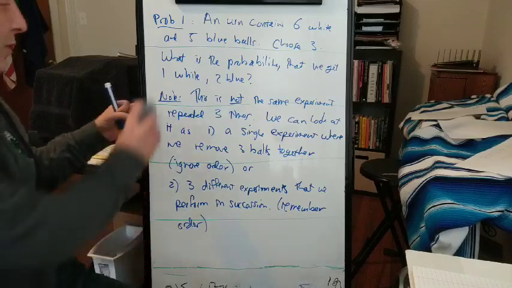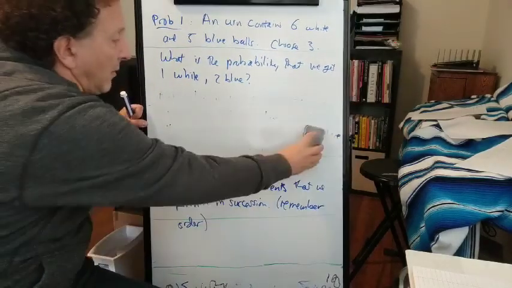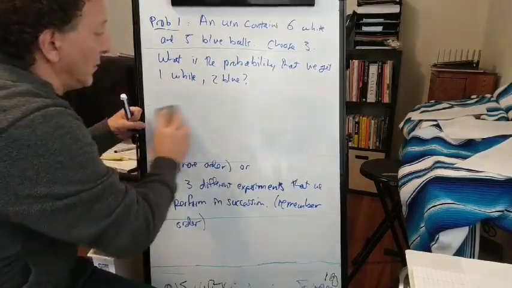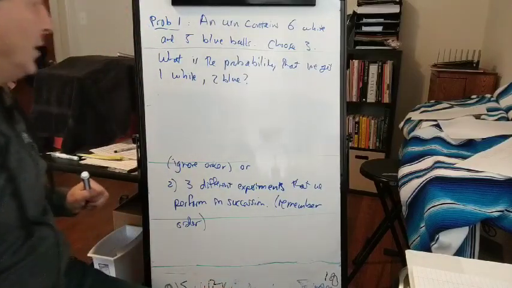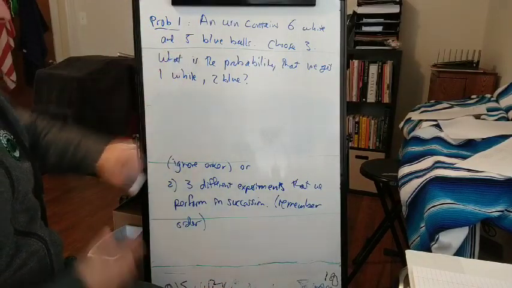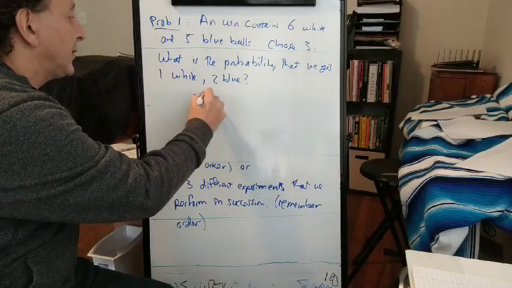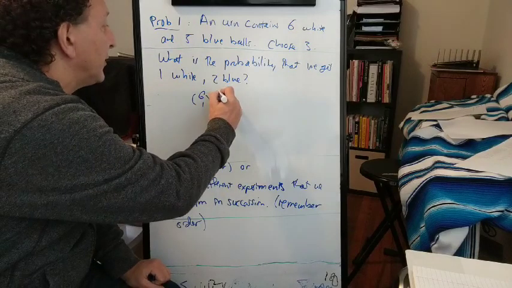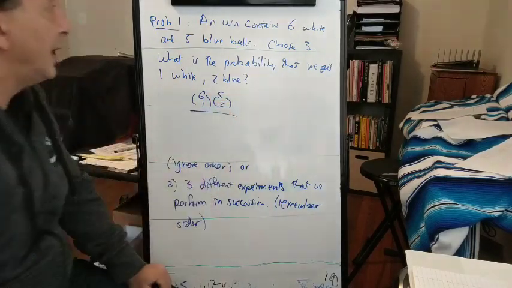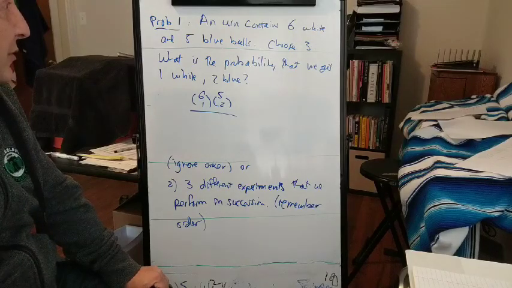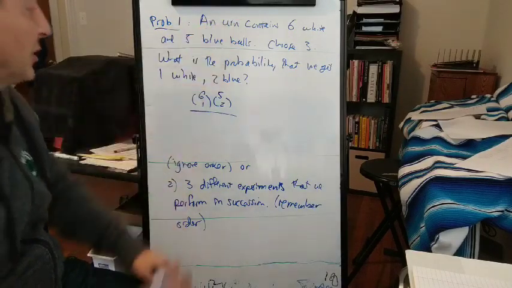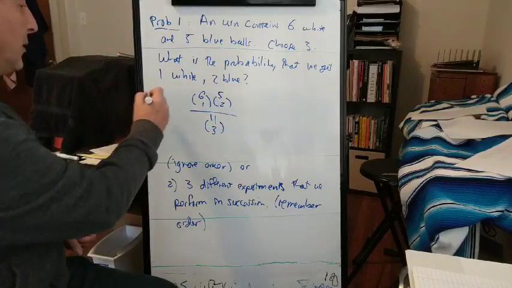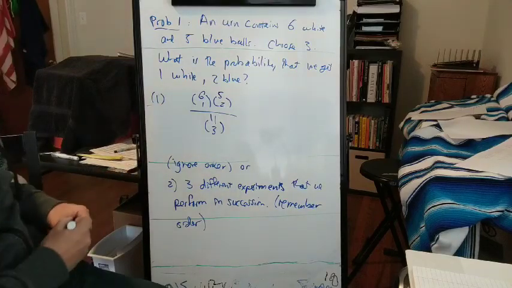So let's ignore order first. So we want to get 1 white out of the 6. So we have 6 choose 1 ways to get the 1 white, and then we want to get 2 blue out of the 5. So 5 choose 2. And the total number of ways to choose 3 balls is there's 11 balls total. We're choosing 3. So 11 choose 3. This is the unordered way. Then let's do it in the ordered way.